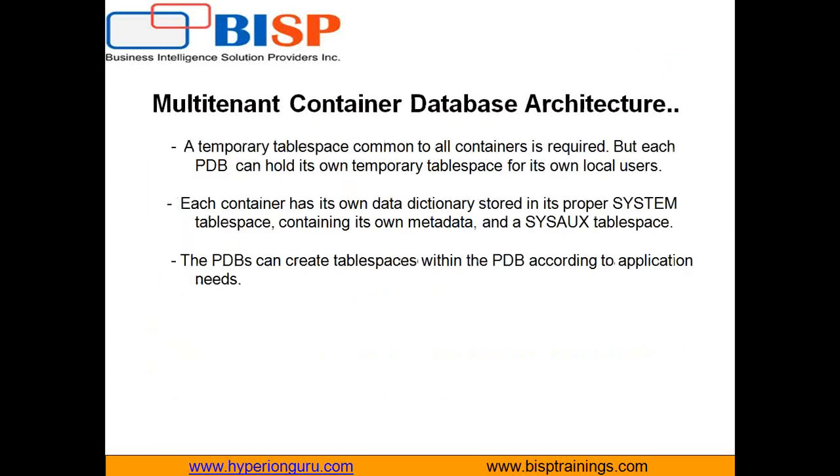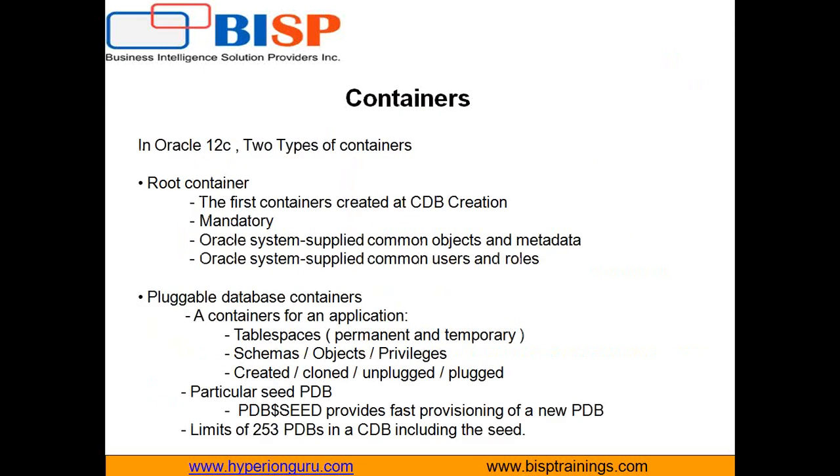So next is containers. Very important thing. In Oracle Database 12c, two types of containers are there. One is a root container and the next one is a pluggable database container. So we need to differentiate between these two. The root container is the first container created at CDB creation. Whenever you are creating the container database, one root container is created. That is mandatory whenever you are creating your 12c database.